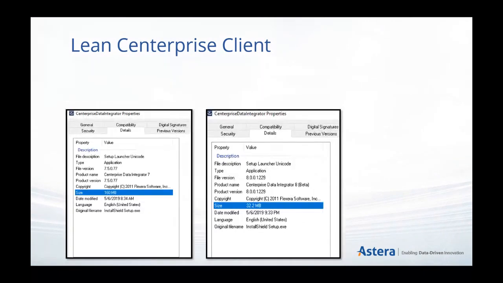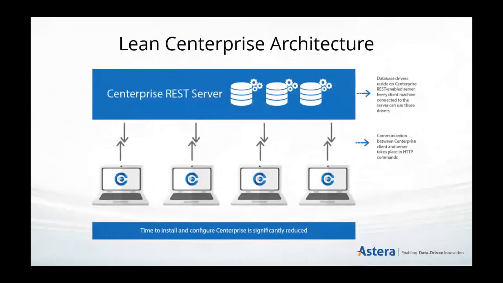So, for example, let's take a look at the size of the client. I took these screenshots of the latest version that we have available on our website, 7.5, and it clocks in at about 160 megabytes. And then the new version clocks in at a little over 30 megabytes. So, where did all that stuff go? The answer is that the client now requires the server to do just about anything.